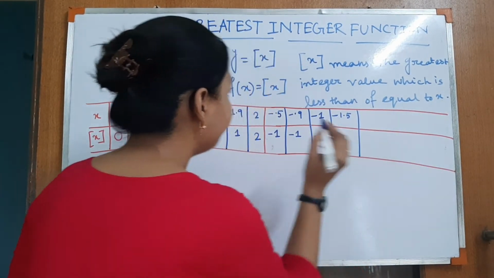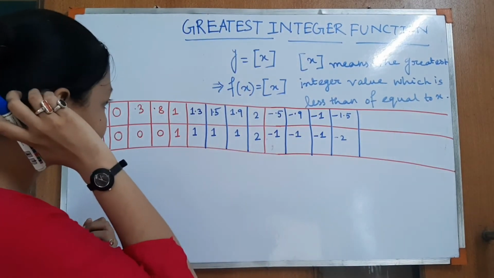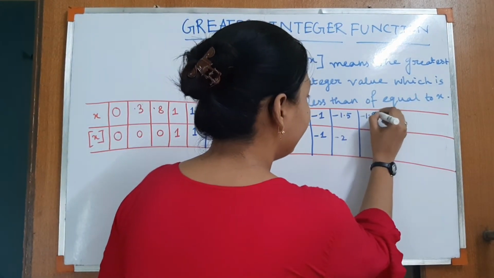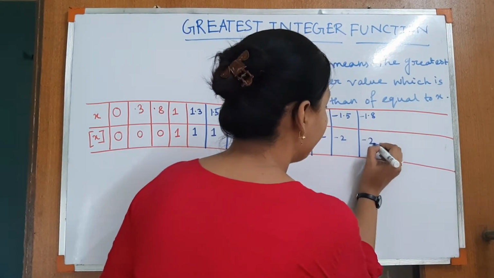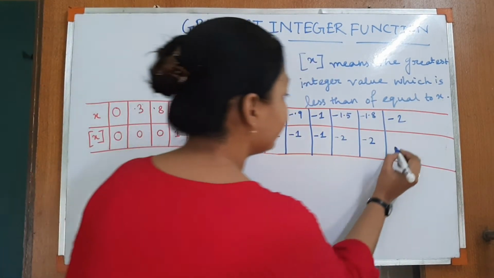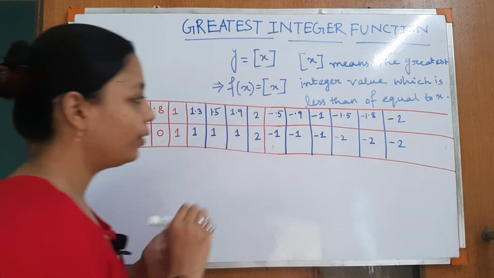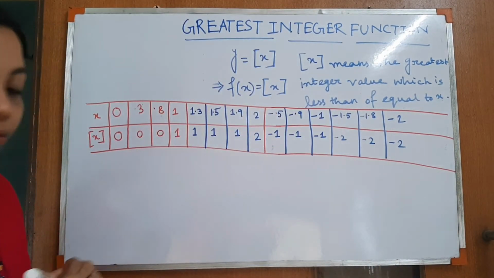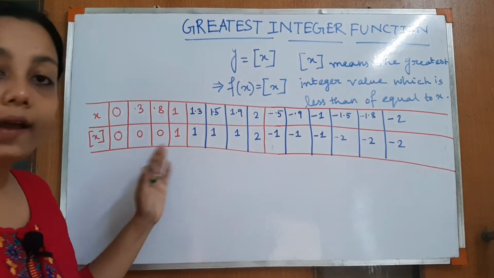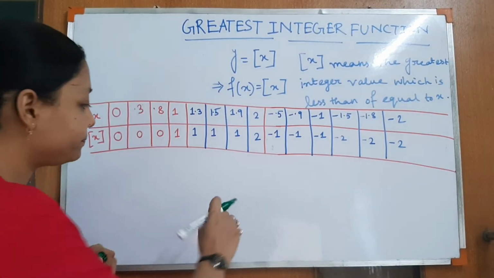If we take minus 1.8, then also the value of box x is minus 2. If we take minus 2, then the value of box x is minus 2. Okay? Now, we draw a graph for this function.